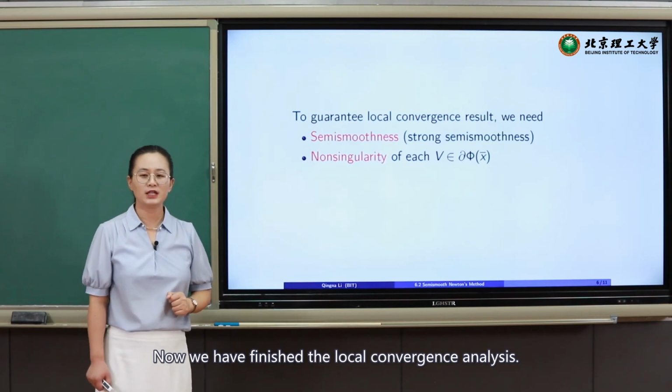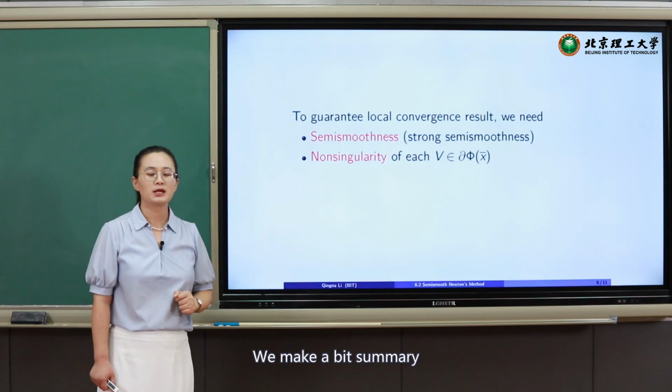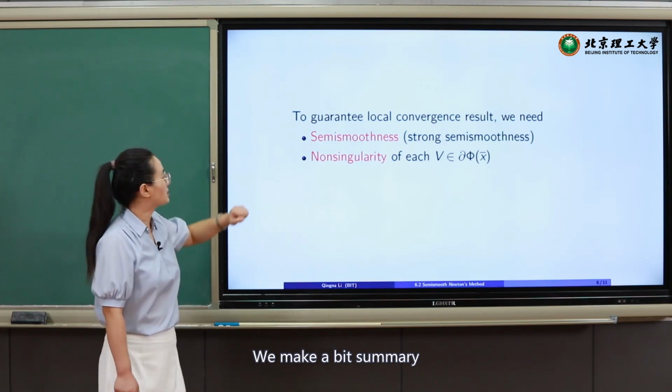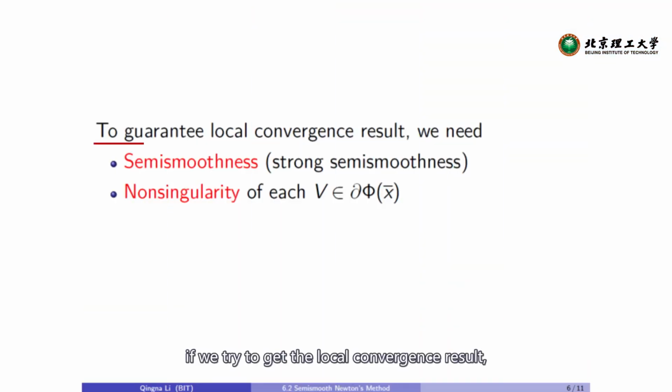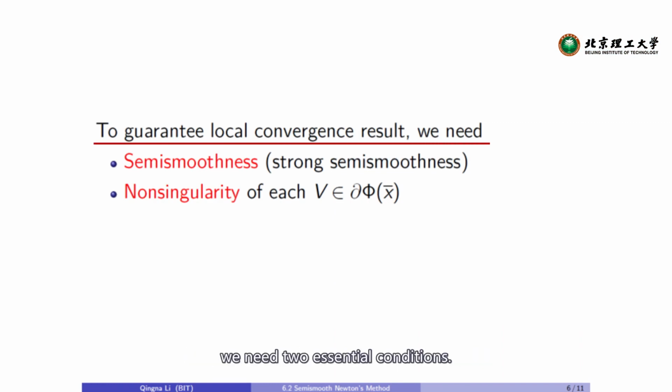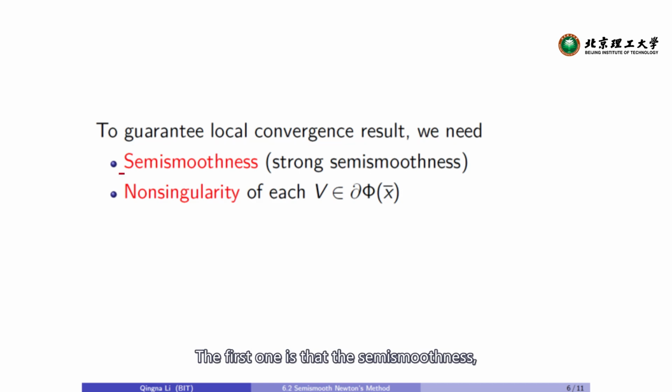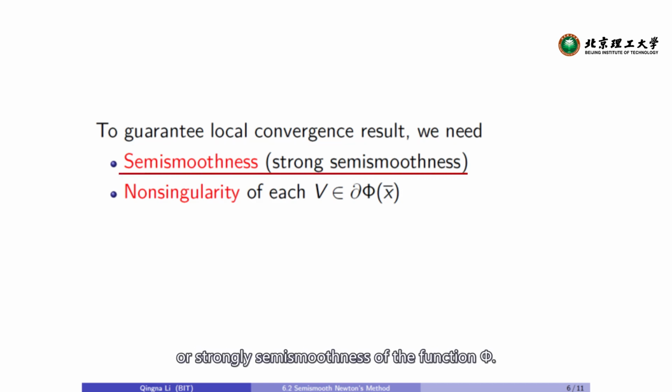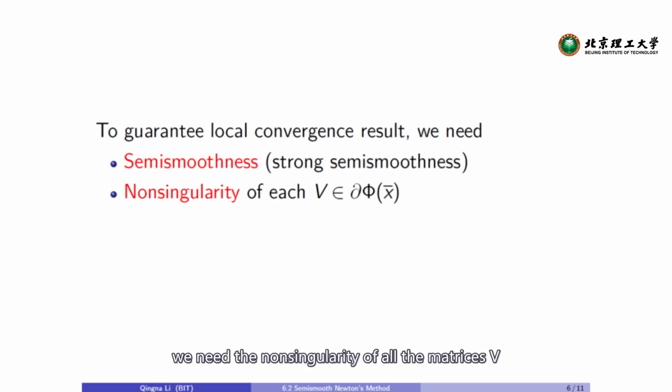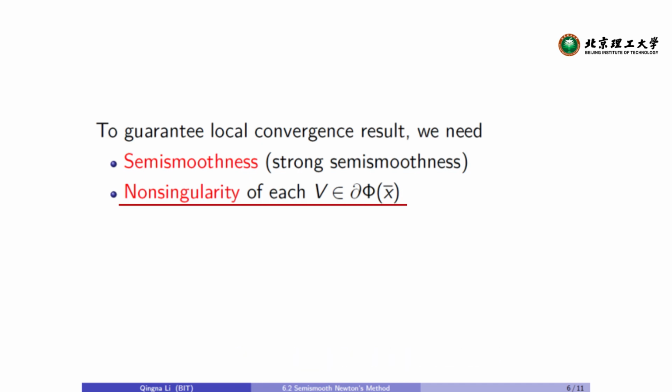Now, we have finished the local convergence analysis, and we make a brief summary. If we try to get the local convergence result, we need two essential conditions. The first one is the semi-smoothness or strongly semi-smoothness of the function phi. Another condition is that we need the non-singularity of all the matrices V in the generalized Jacobian set.